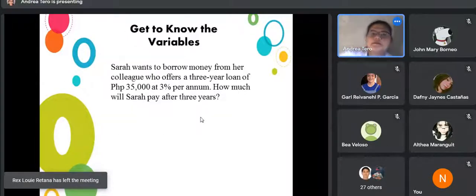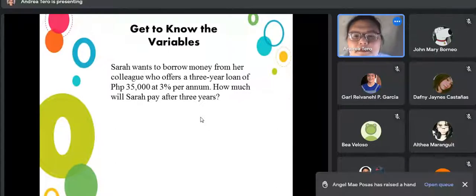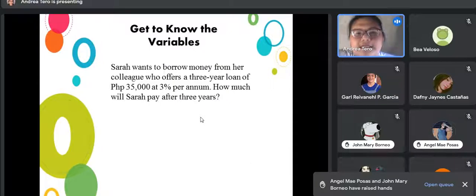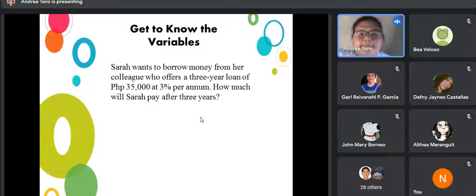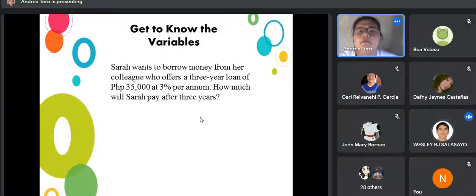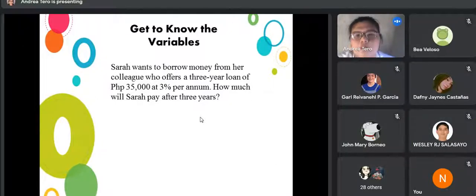Get to know the variables. Any volunteer to please read the problem? Wesley, please read the problem. I am the borrower from my colleague who offers a 3-year loan of 105,000 pesos at 3% per annum. How much will Sarah get? Okay, from the problem, what is the principal amount? Which is the principal amount in the problem?